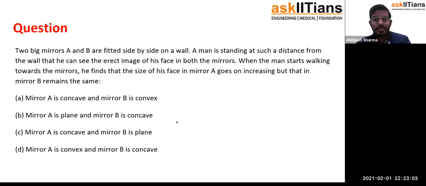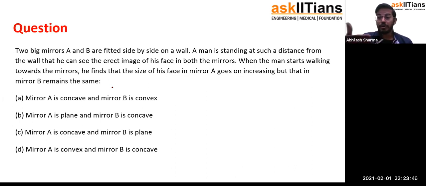Easy. Second question. Two big mirrors A and B are fitted side by side on a wall. A man is standing at such a distance from the wall that he can see the erect image of his face in both mirrors. When the man starts walking towards the mirror, he finds that the size of his image in mirror A goes on increasing, but that in mirror B remains the same. See, it becomes pretty easy with one case: if you talk about mirror B, his size is not increasing. In mirror B, it remains the same.